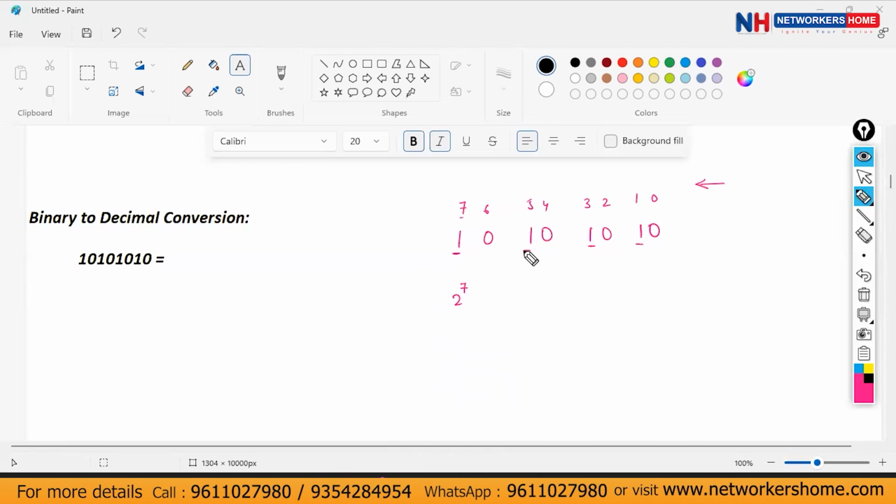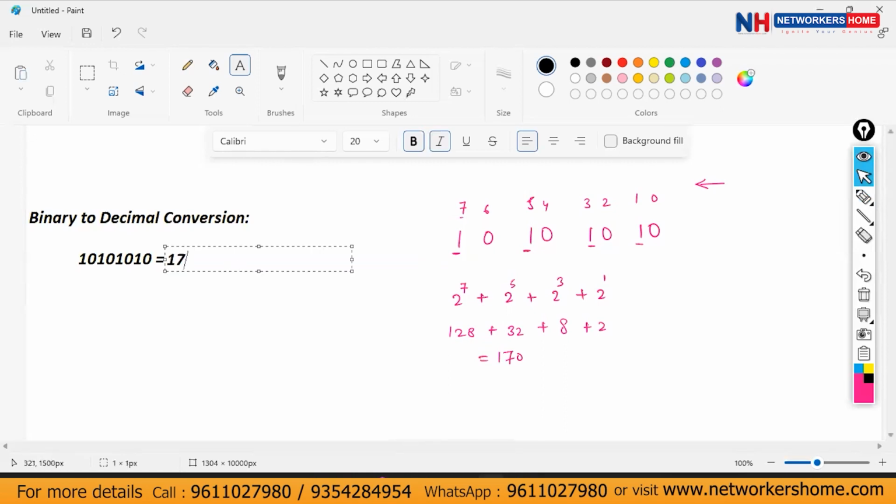Now next, where is the 1? This is 5, so I have to do 2 raised to power 5. Then 3, so 2 raised to power 3. And then we have 1, so 2 raised to power 1. And you just need to add these numbers. If you calculate these values, 2 raised to power 1 is 2, 2 raised to power 3 is 8, 2 raised to power 5 is 32, and 2 raised to power 7 is 128. If you add these numbers, it is going to be 170. Clear? So in decimal, this number is 170.